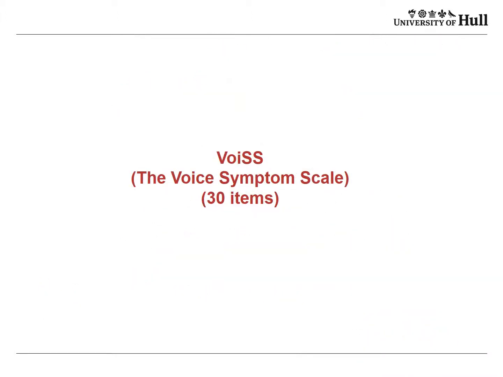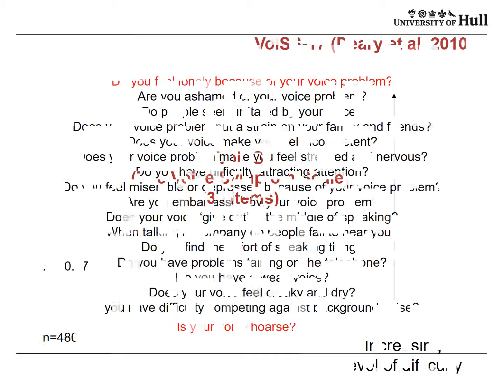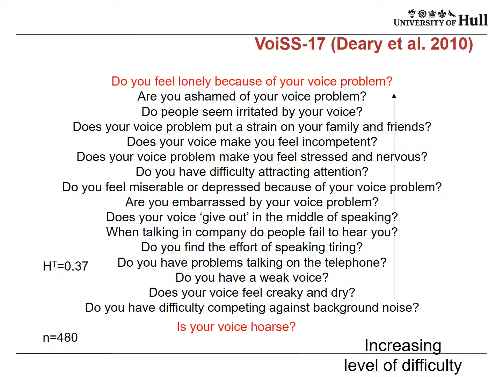And finally, on the examples, the Voice Symptom Scale. This is a measure of voice problems in people who've got a disorder called dysphonia. And this scale has an increasing level of difficulty from simply having a hoarse voice through to social isolation. And if you look at the items carefully, as you go from bottom to top and the increasing level of difficulty, you move through somatic symptoms, through problems actually drawing attention to yourself, feeling stressed and nervous, up to social isolation as a result of this problem.